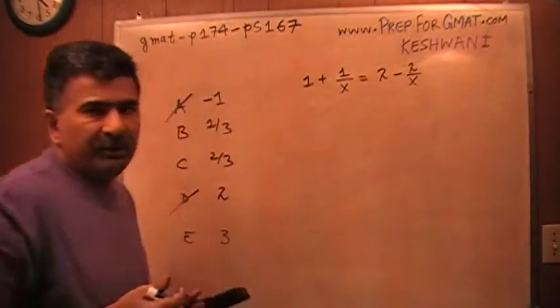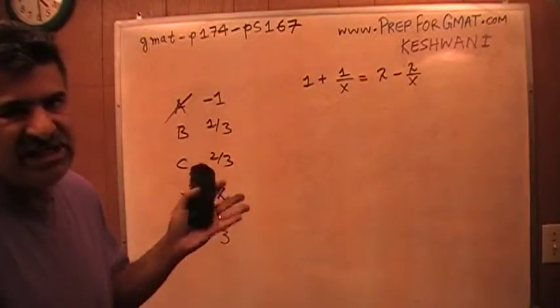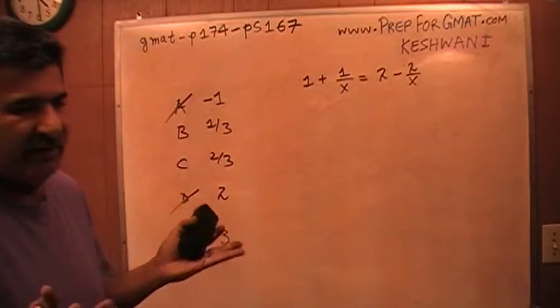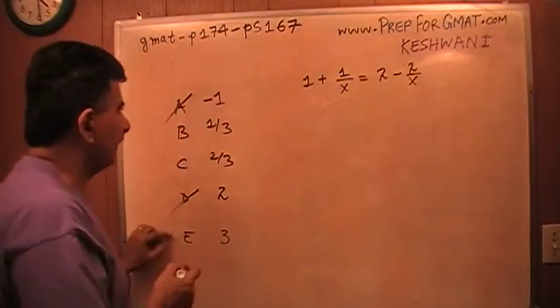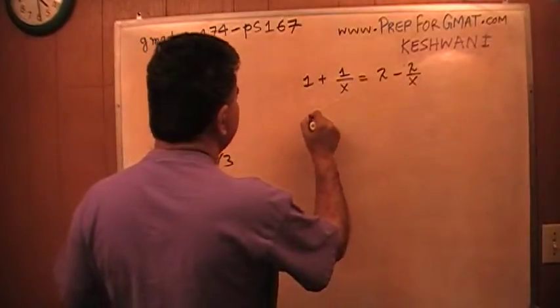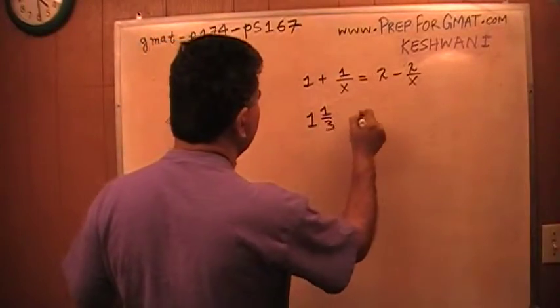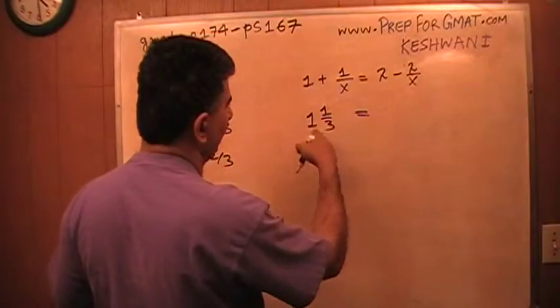Let's try 3. That's what I mean. It should take no more than a few seconds. Each try should take about 10-15 seconds at the very most. So if I put in 3 here, I end up with 1 and 1/3, because 1 plus 1/3 is 1 and 1/3.